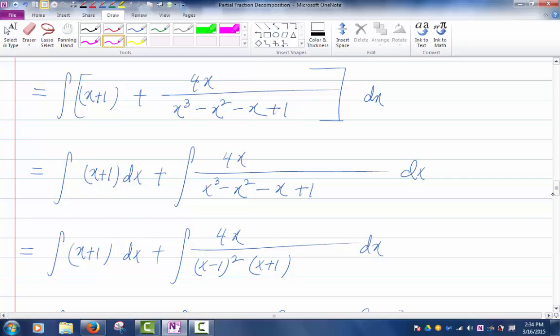Now, x cubed minus x squared minus x plus 1. How would you factor that out? What's the trick to factor out a cube? Yeah, in this case you can just do it by grouping.